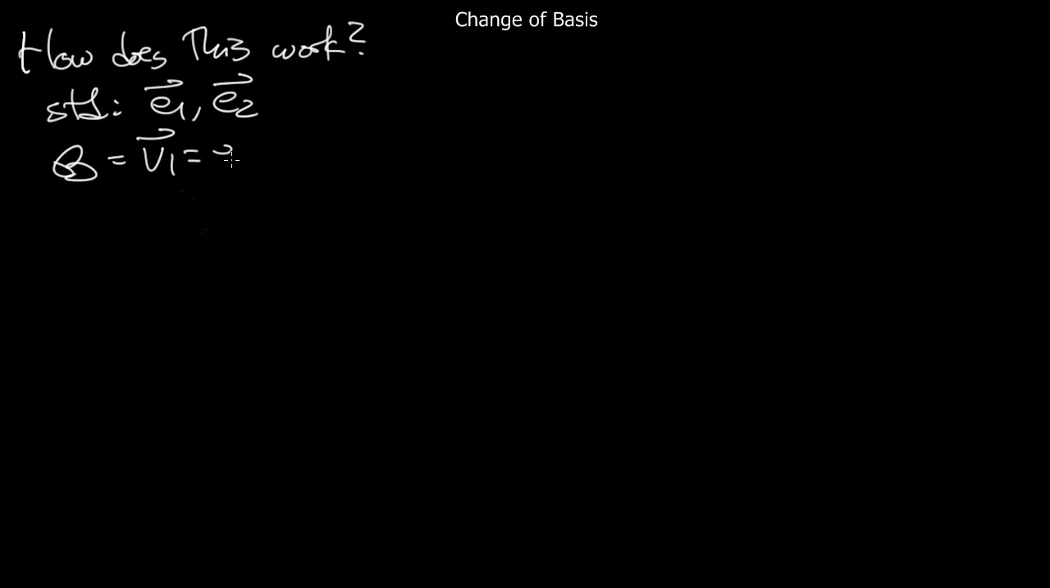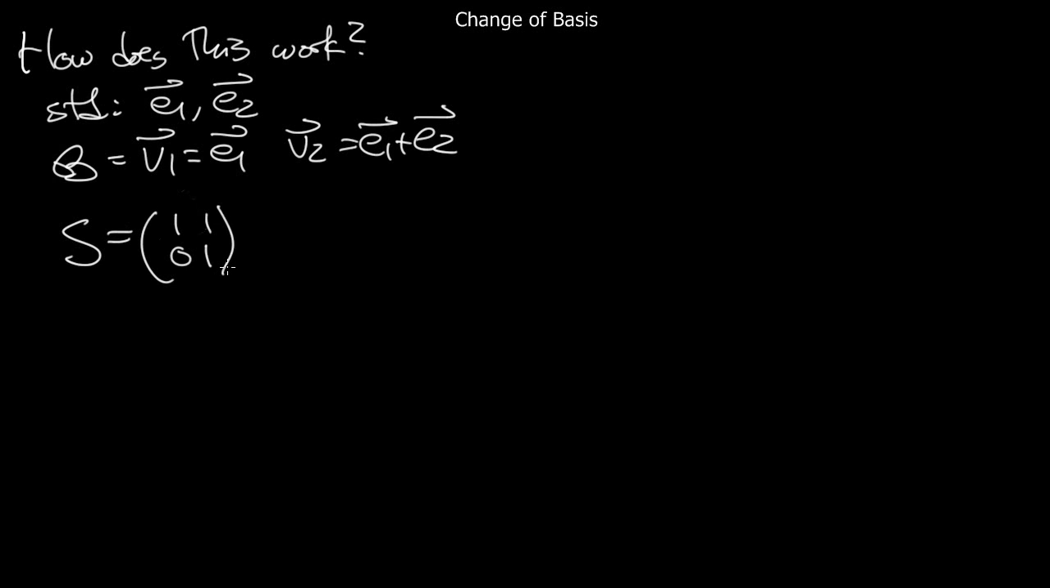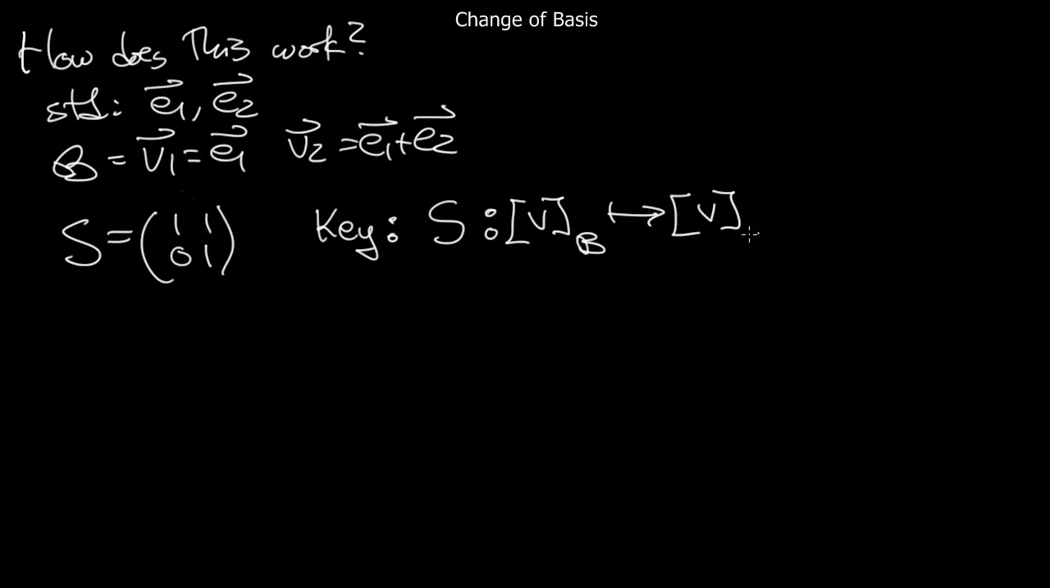Well, how does this work? Let's just unpack that and see what makes this tick. So again, I started with the standard basis and this new basis. And what's the meaning of this matrix S? What does this matrix do? Well, the key is that S has the following property. If you take a vector and you write it in the new coordinates and you multiply it on the left by S, you'll get the vector in the standard coordinates. It's the change of basis matrix.